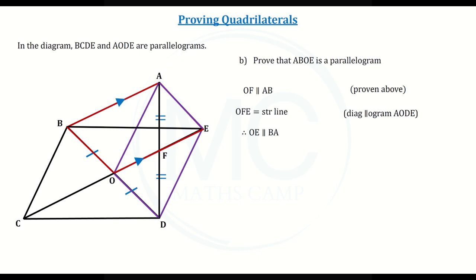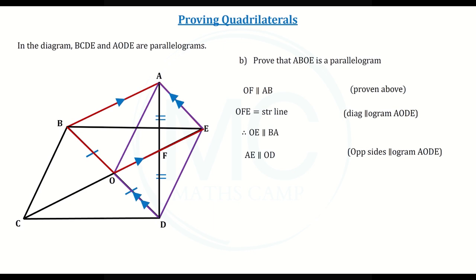So let's see if we can find another pair. AE lies in ABOE and it lies in parallelogram AODE. So we can see that AE is parallel to OD. And as our reason, we say the opposite sides of parallelogram AODE are parallel. Let's put two small arrows on AE and two arrows on OD to show that they are parallel.